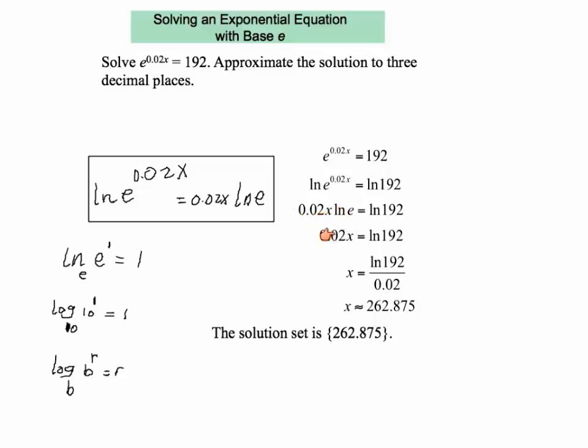So on the left hand side, you get 0.02x is equal to natural log of 192. To solve for x, I divide both sides of the equation by 0.02. I'm going to use my calculator here to obtain this result, 262.875. So the solution is in the brackets. You can write it as 262.875.